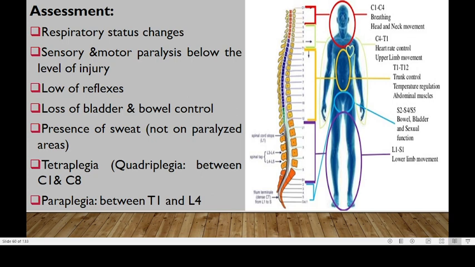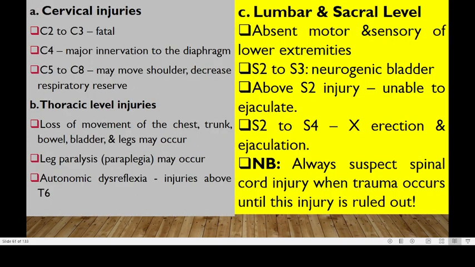So you have to assess the respiratory status, look at the sensory and motor paralysis below the injury, and look for reflexes. We could have loss of reflexes, loss of bladder control, and presence of sweating, and this is not on the paralyzed areas. Tetraplegia, paraplegia for that case.